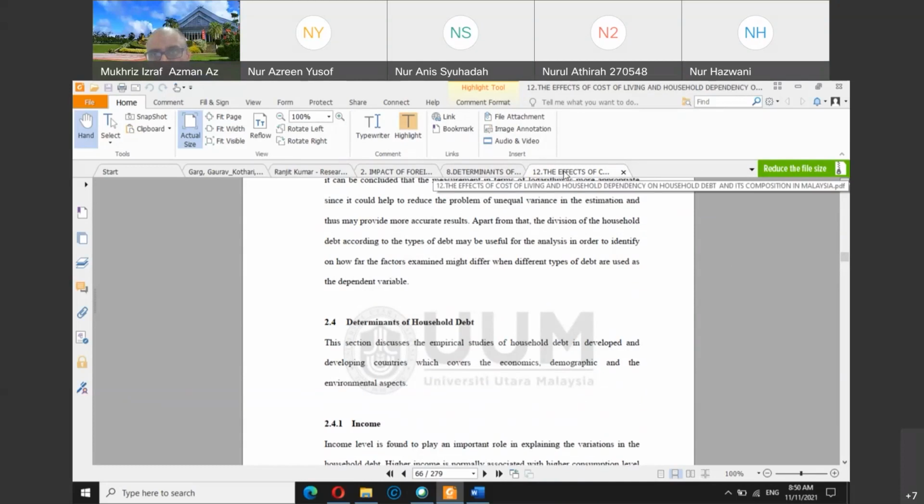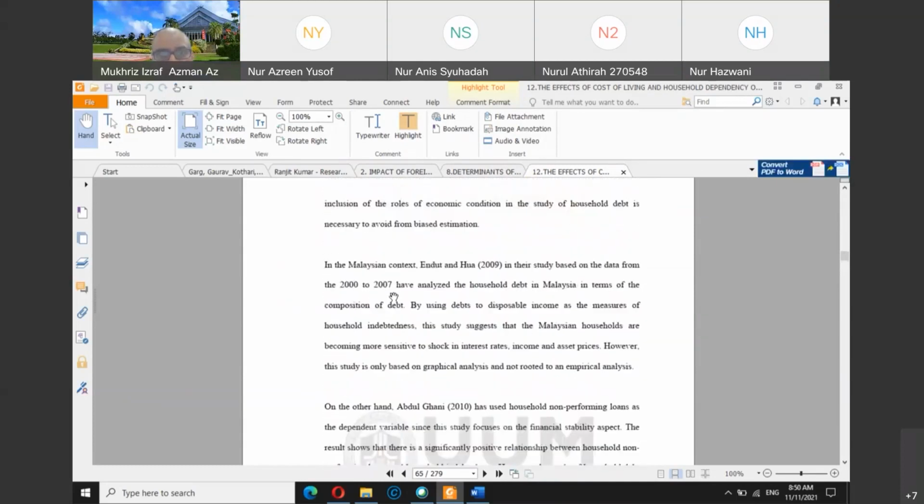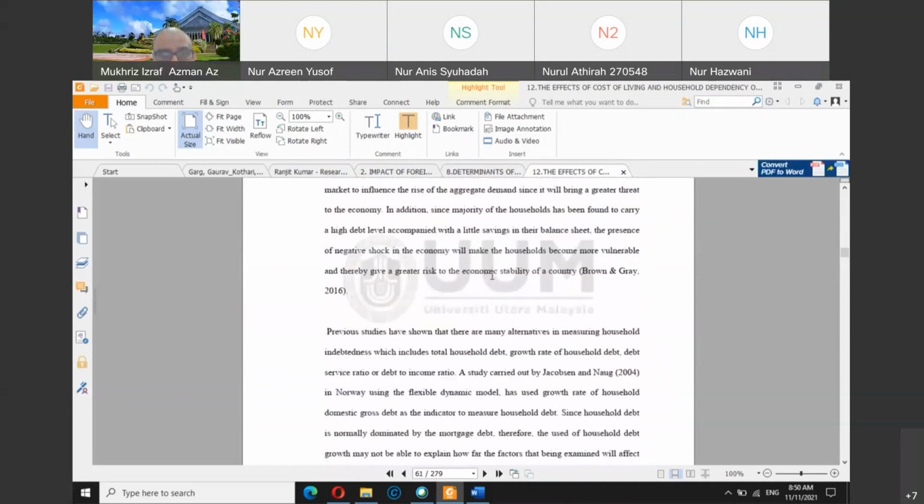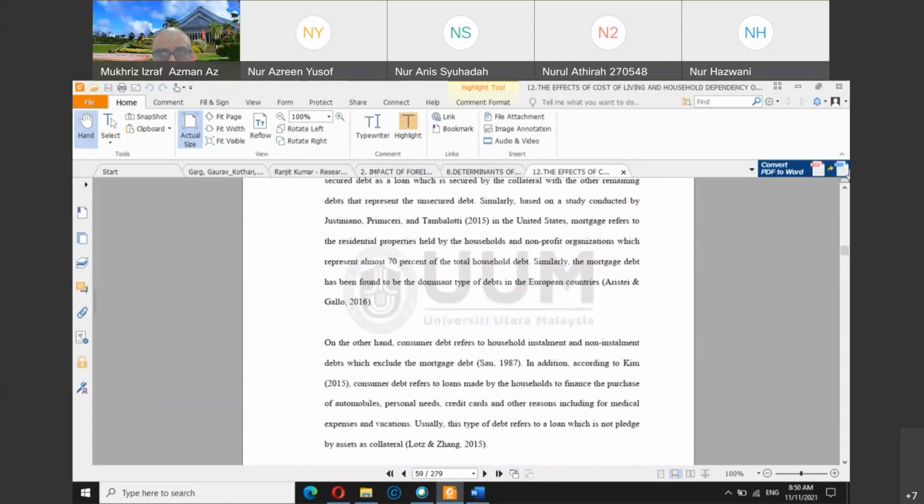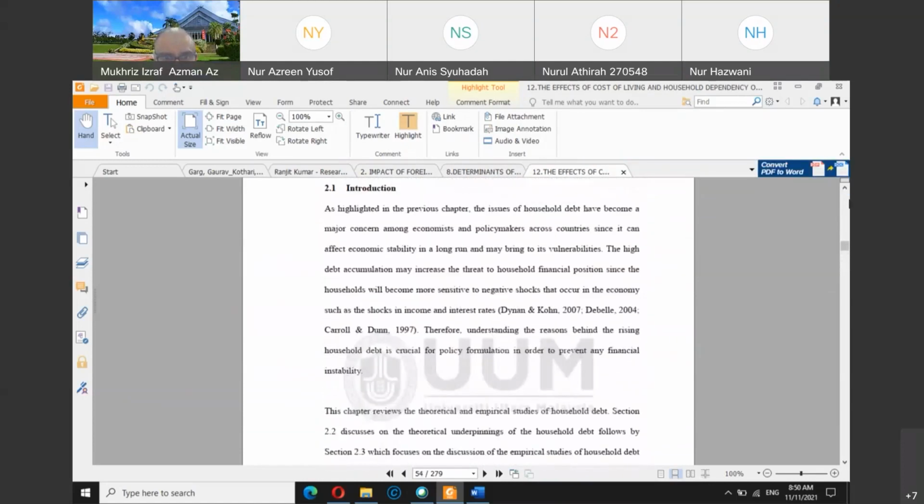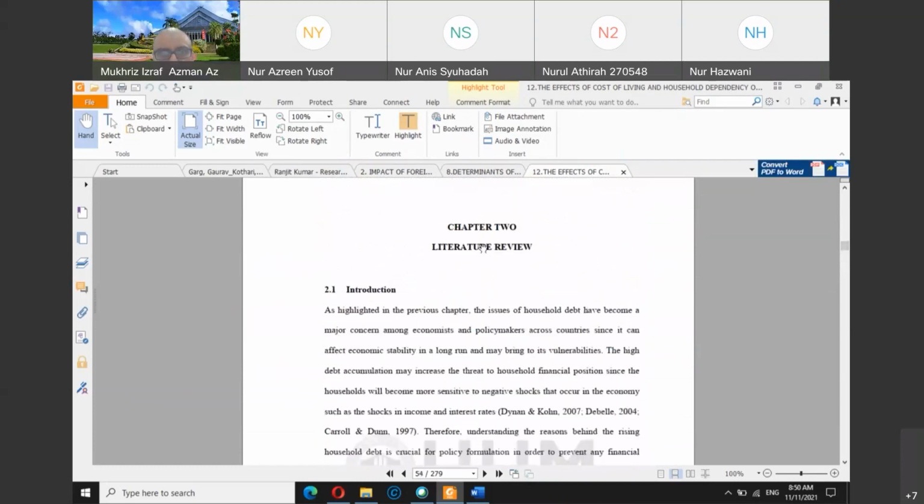the effect of cost of living on household debt. If you go through the literature review from the beginning of chapter 2 in this thesis, you can refer to thesis number 12. The focus is on household debt.